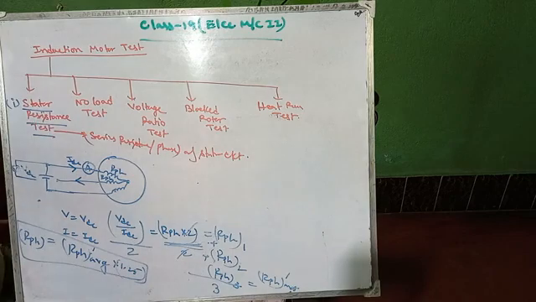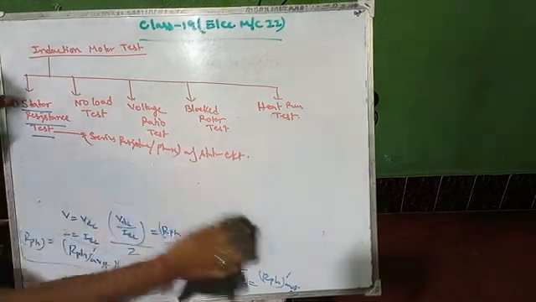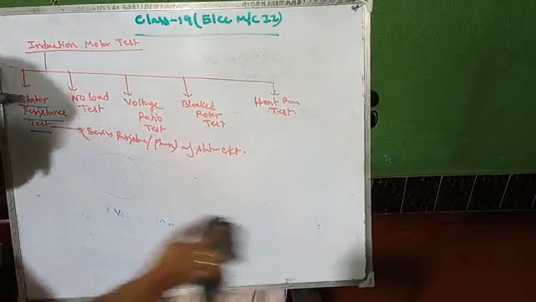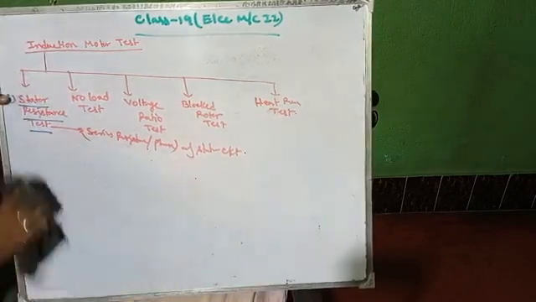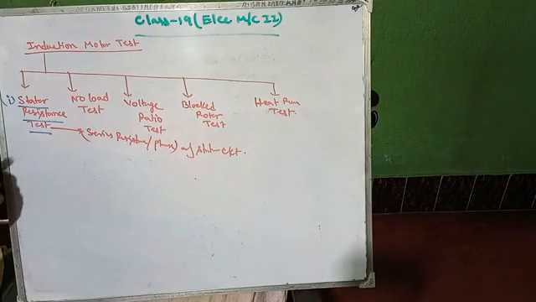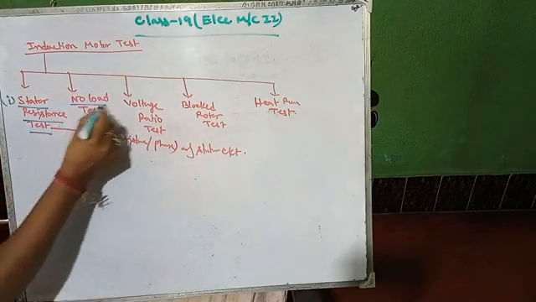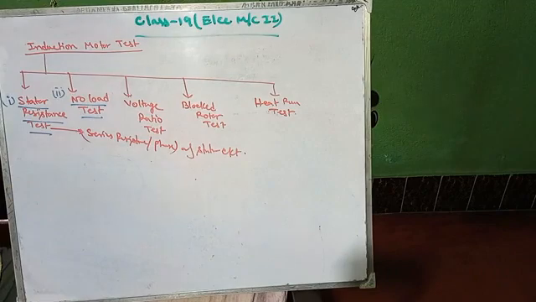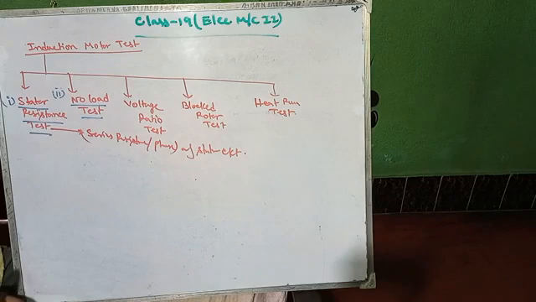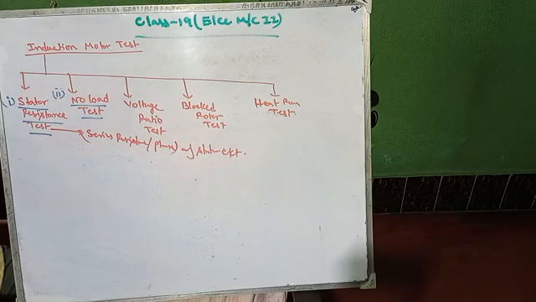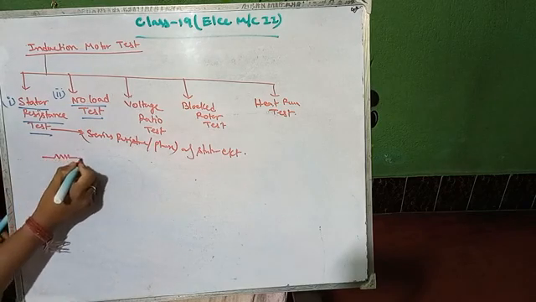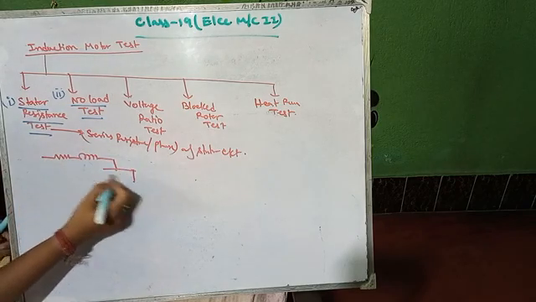Now I will move into the no load test, which is very important. In your practical there is also a no load test, which you have to perform. It is used to find the no load parameters, that is, the components of the primary side of the equivalent circuit. So what are the primary side components of the equivalent circuit?